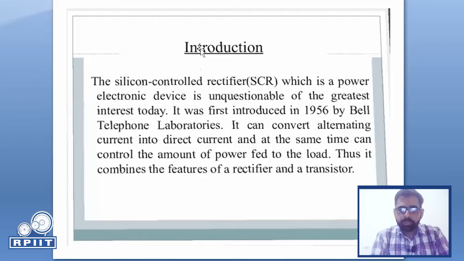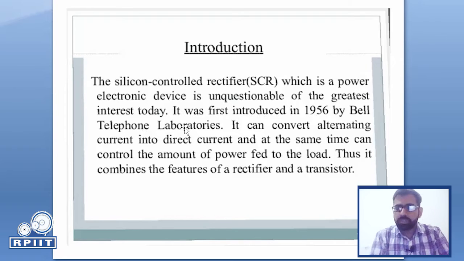So, introduction. The silicon controlled rectifier, SCR, which is a power electronic device, is unquestionably of the greatest interest today. As we are very much aware, the silicon controlled rectifier is nowadays a hot topic for research in the power electronics industry. It was first introduced in 1956 by the Bell Telephone Laboratories.